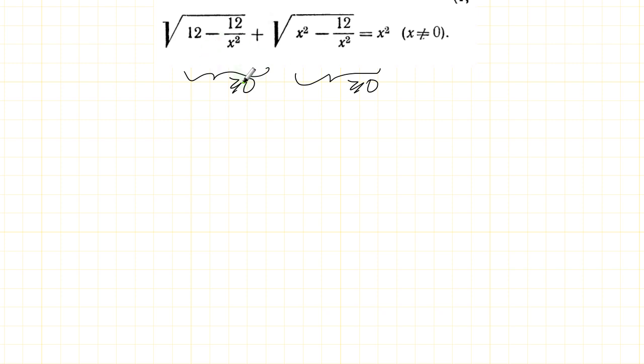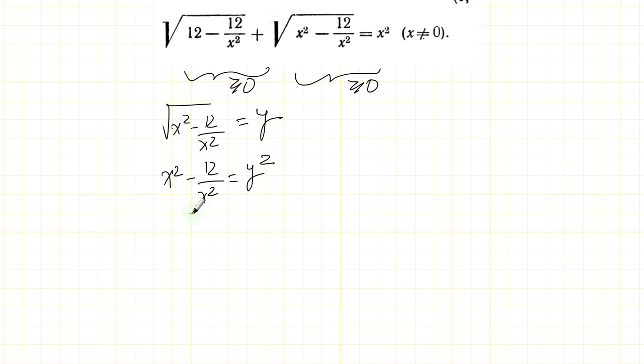So guys, to solve this problem, I'm going to make a substitution. I'm going to pick this part here and say the square root of (x squared minus 12) over x squared is equal to y. Squaring both sides, I'm going to have (x squared minus 12) over x squared equals y squared.